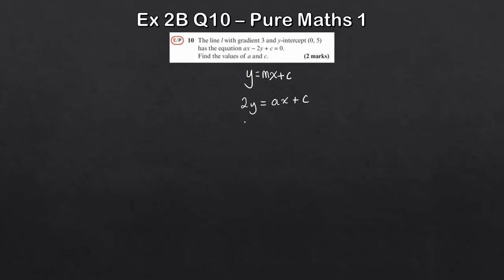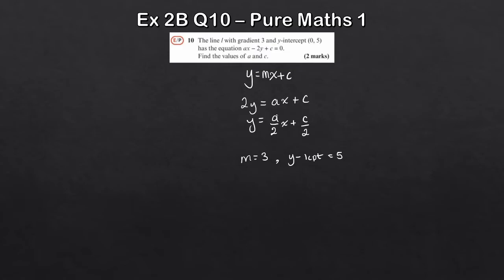And then cancelling down here, we get y equals a over 2 x plus c over 2. Now, we know what the gradient and the y-intercept are. We've been told that at the beginning of the question. So, m for this question is 3, that's our gradient. And the y-intercept is 5.